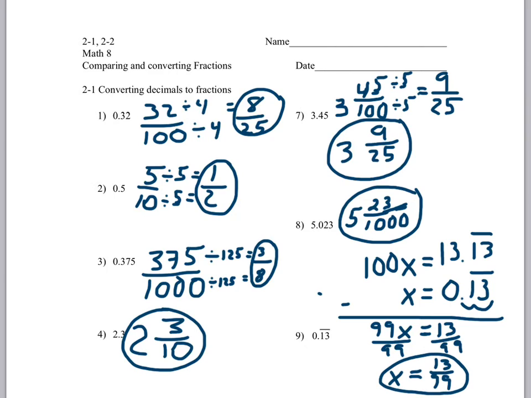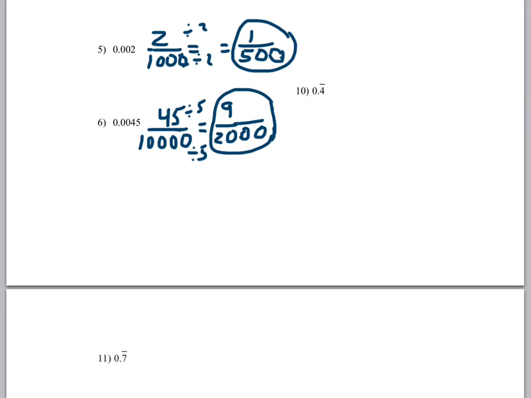Okay, there's my fraction. Now we might realize something. Wait, is 100x always going to subtract 1x to give me 99? Is it always going to be the thing over 99? Well, let's take a look at another one here. All right, let's take a look at number 10 here.